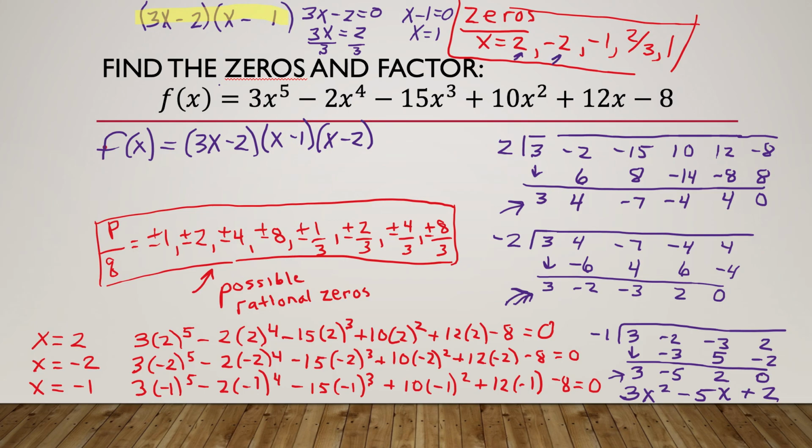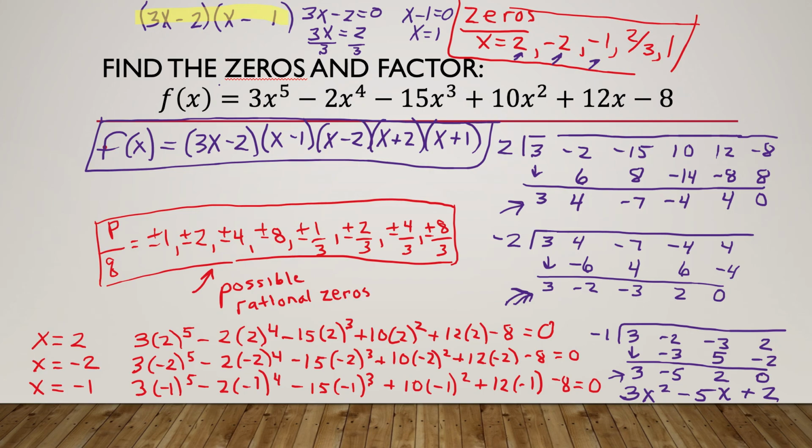I need a factor for negative 2. That's going to be x plus 2. And I need a factor for negative 1. That's going to be x plus 1. All right, so now we have the polynomial completely factored, and we have a list of all of our zeros.